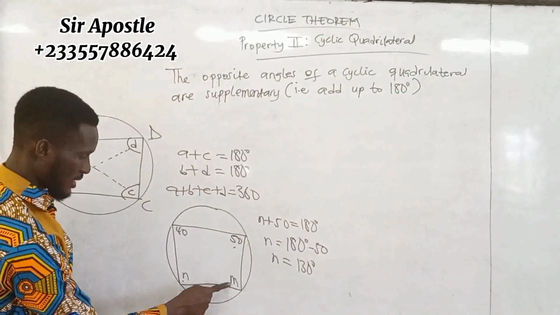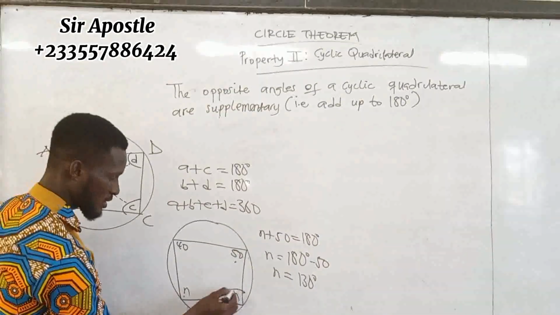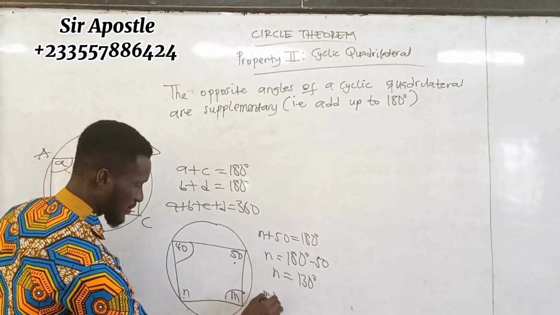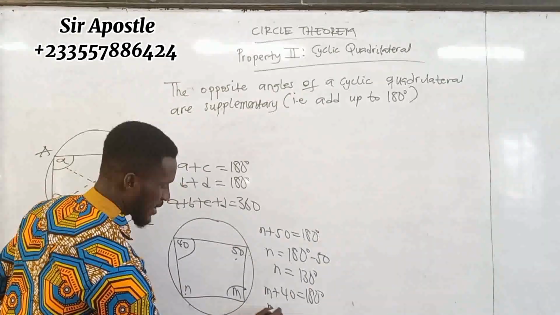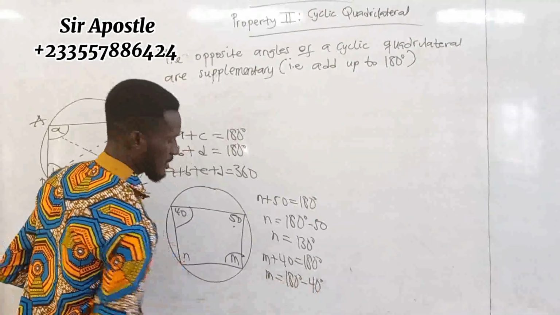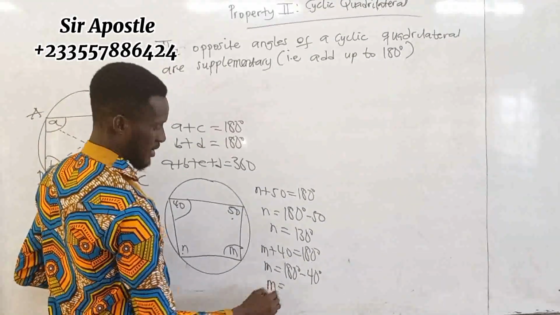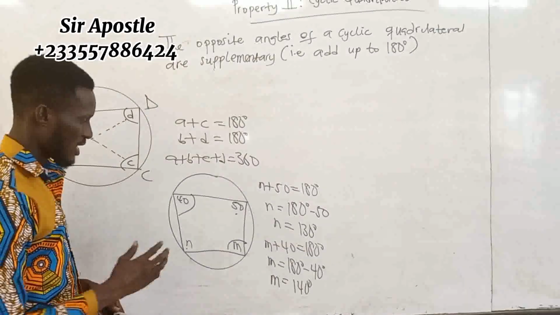We can also talk about this one and this one giving us another 180 degrees because they are opposite angles. So M plus 40 is equal to 180 degrees. We have M is equal to 180 degrees minus 40, and this one will give us 140 degrees.